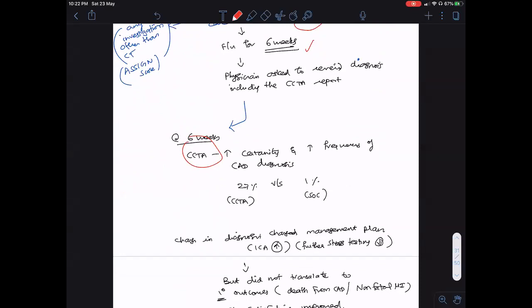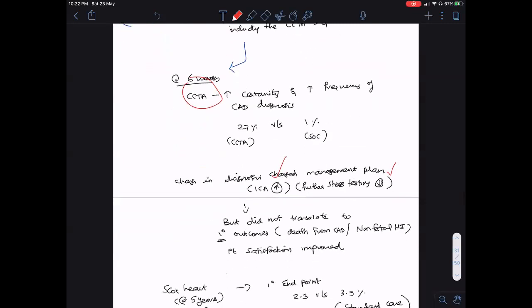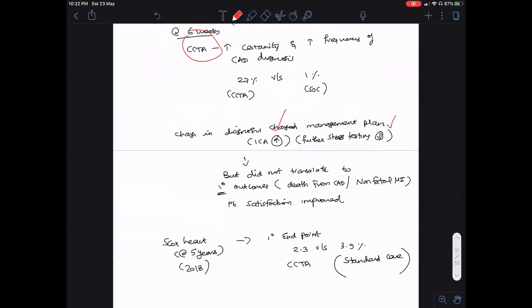Most of these patients with probable coronary lesions were subjected to more invasive coronary angiography. They ended up getting more revascularization. It reduced further stress testing. It increased the usage of FFR in the further subsets. But unfortunately, it did not really translate to primary outcomes, that is death from CAD or non-fatal MI.